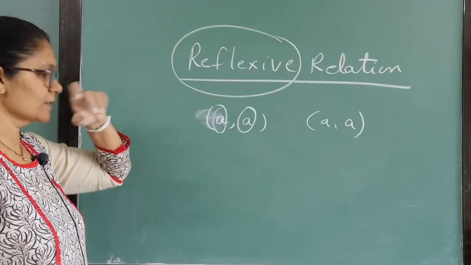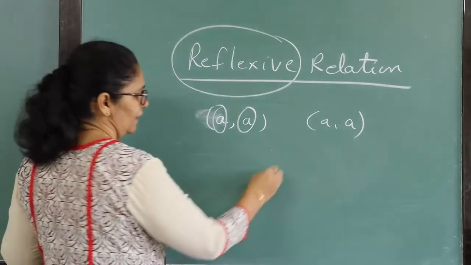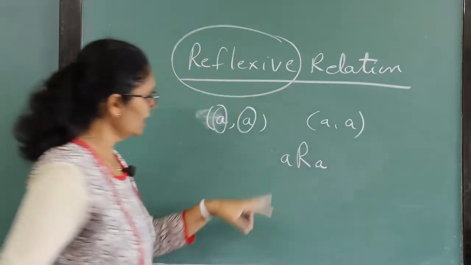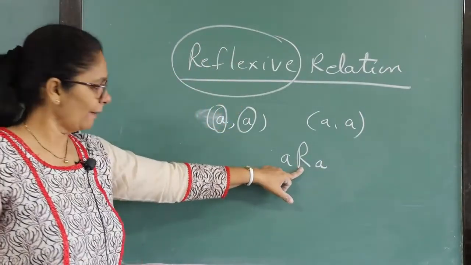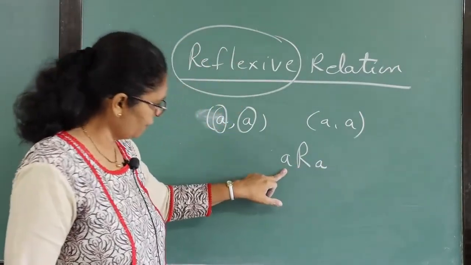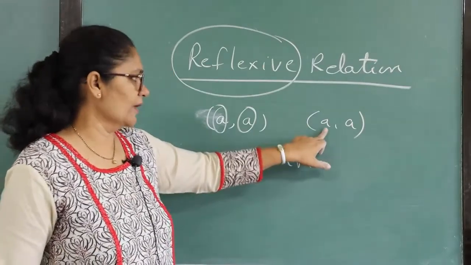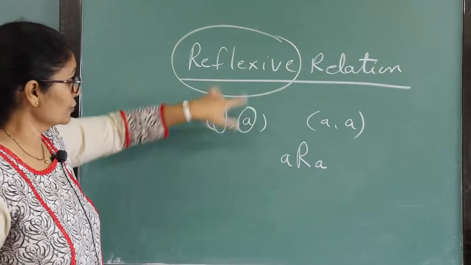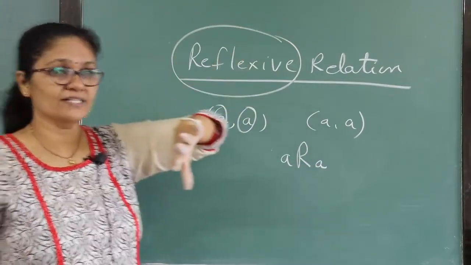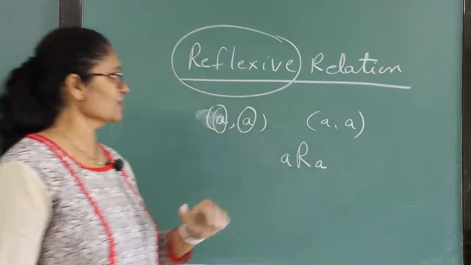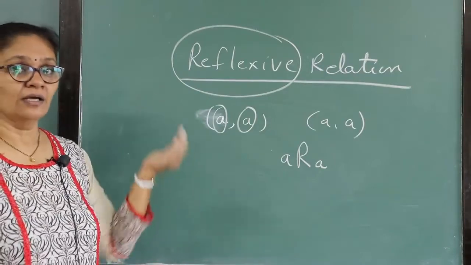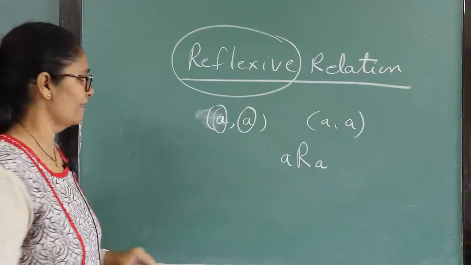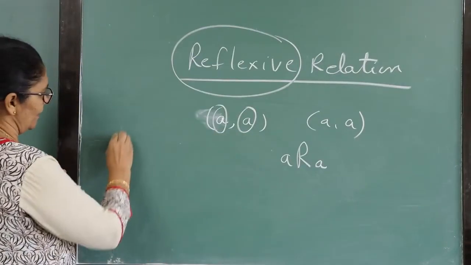The relation of a person or a term with itself can be denoted by capital R: relation of A with A itself. You can write it by this method also. So the word reflexive itself shows reflection, and reflection means the relation of a person or a term with itself. Okay, let's take one example.